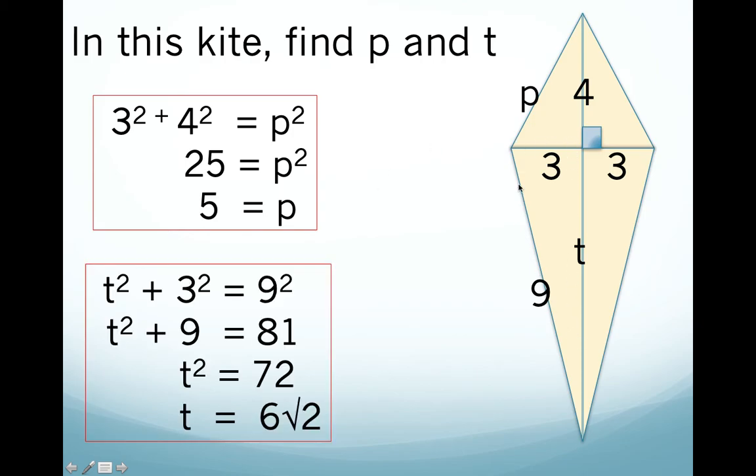On the bottom left-hand triangle, I have 3 squared plus t squared equals 9 squared. Then 9 plus t squared is 81. Subtract the 9, I have t squared equals 72. And to solve for t, I'll take the square root of both sides. The square root of 72 is the square root of 36 times the square root of 2, which simplifies to 6 square root 2.